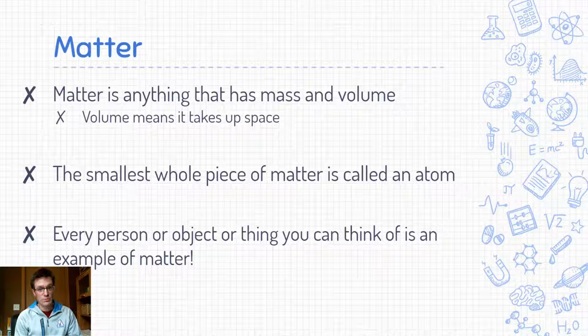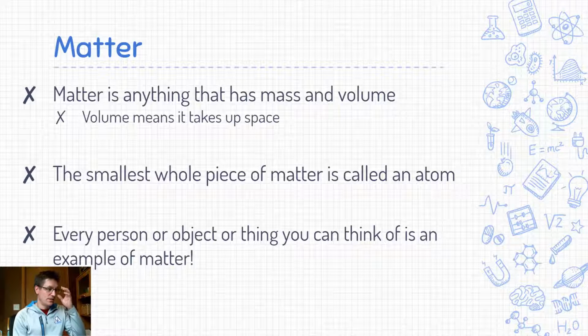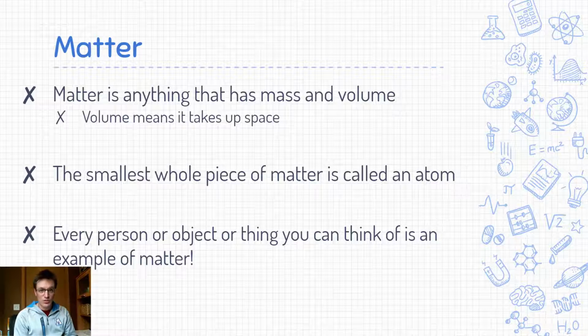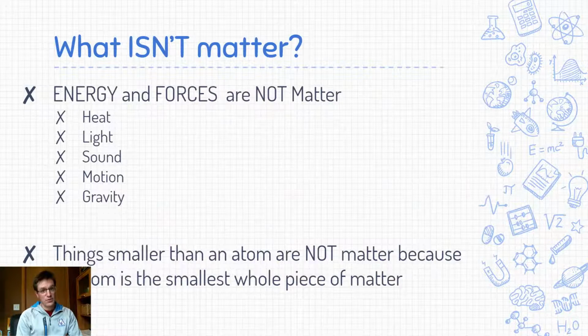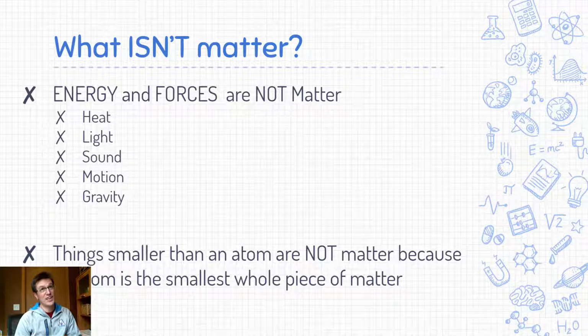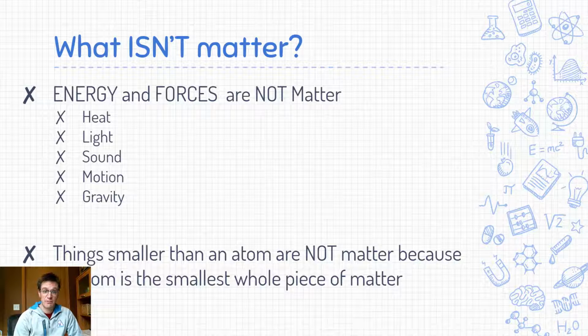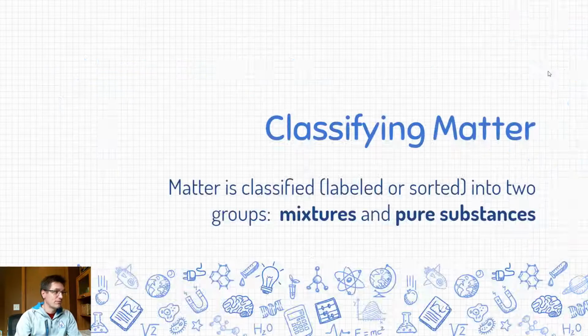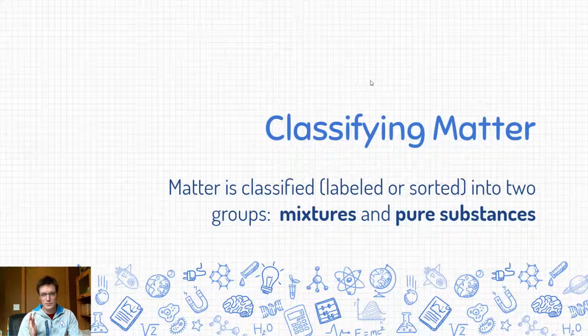So just quick review, matter is anything that has volume and mass. Just about everything you can think of as matter. There are a few things that are not matter, specifically energy and forces. So light is the easiest example of something that's not matter. It doesn't have mass. You can't measure the volume of light. Same with sound, etc. So those are not matter. But everything else in the universe is matter. Now, classifying it.